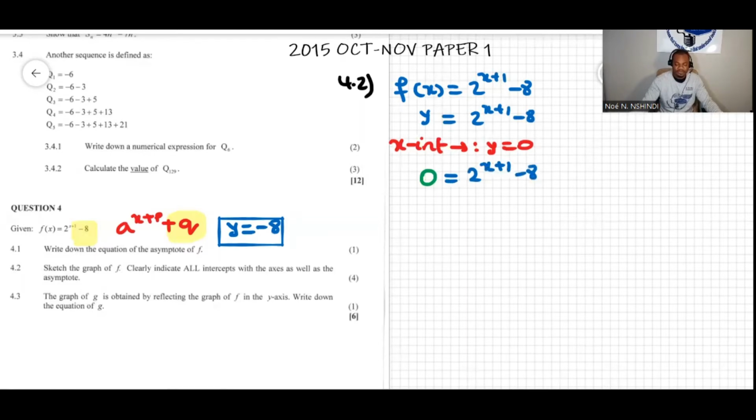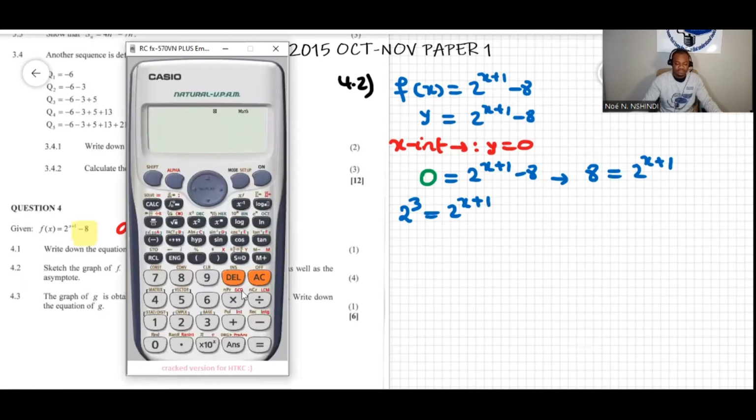If I move the 8 over, this will become 8 equal to 2 to the power of x plus 1. Then 8 can be written as 2 to the power of 3, because that's 8 in terms of prime factors. If you are unsure, you can use a calculator: press 8, then shift, equal, and then fact. Yes, like that. So this is equal to 2 to the power of 3, as you can see there.